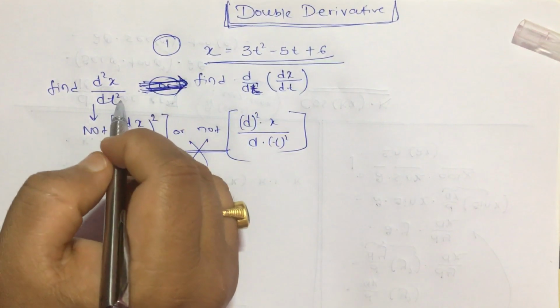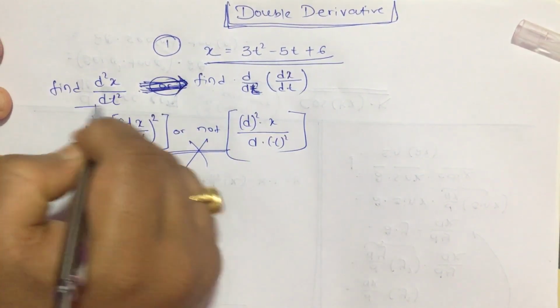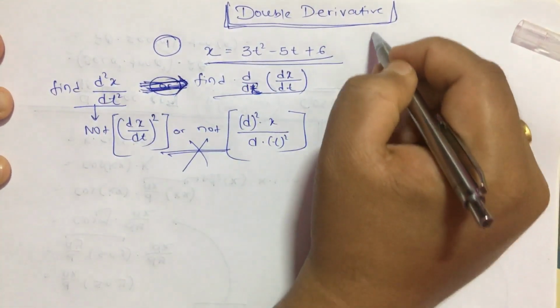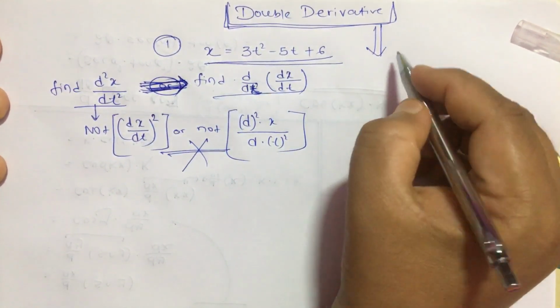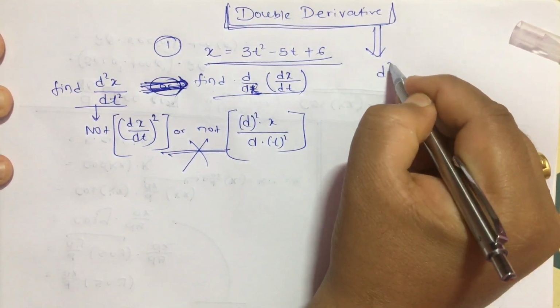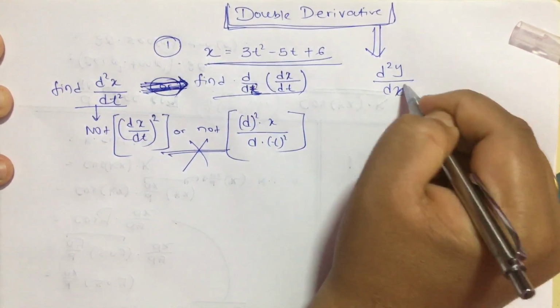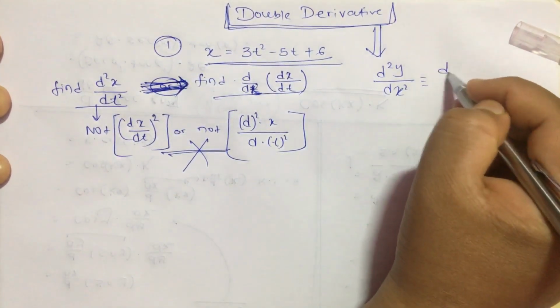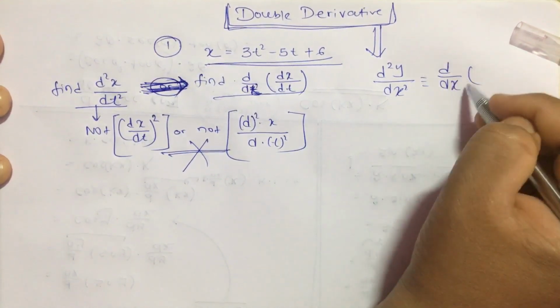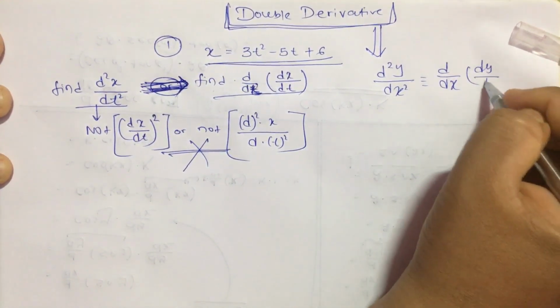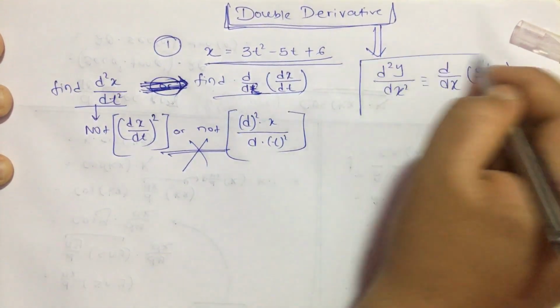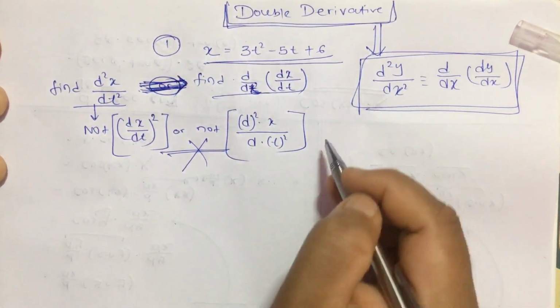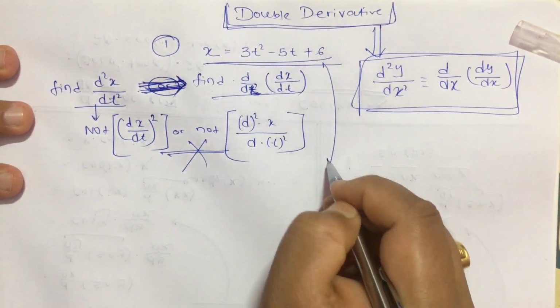This is the definition. I can write the definition of double derivative like this: d square y by dx square is defined as d by dx of dy by dx, which means do the derivative twice. Let us solve this question.